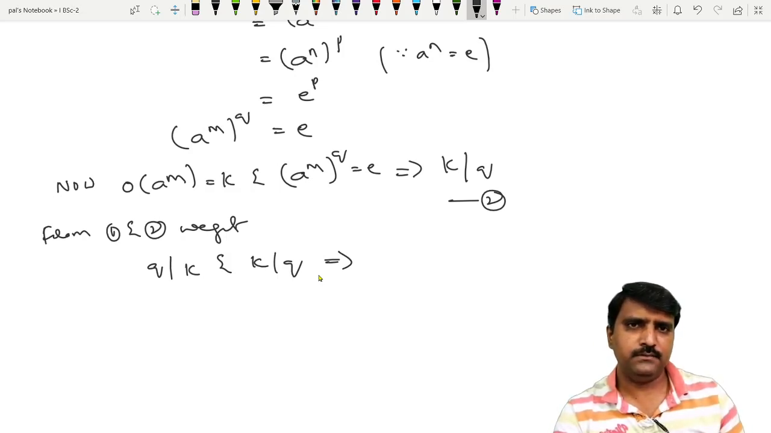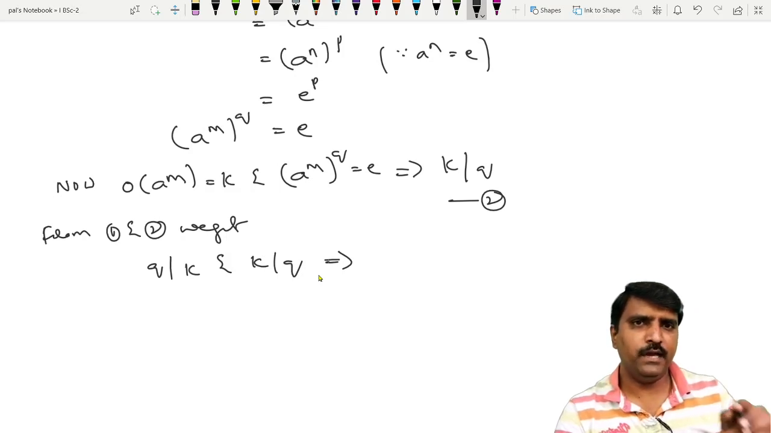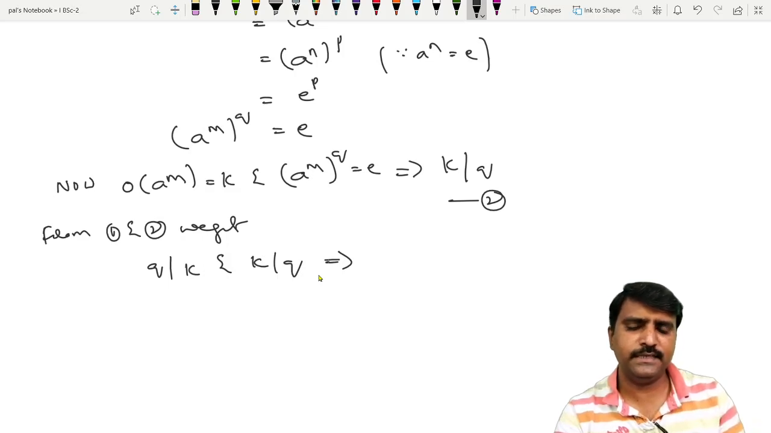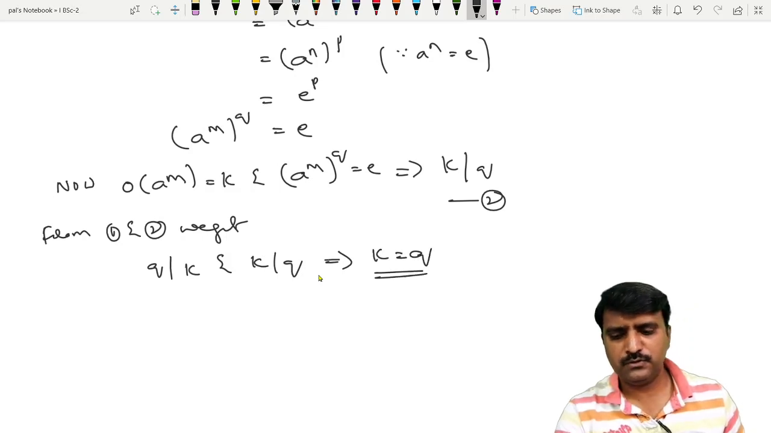There is a number that divides p, and p divides that number. That means the two numbers must be equal; that is possible only when they are equal. In number theory we say, if a divides b and b divides a, then it is possible only when a is equal to b. That same concept I am using here. q divides k and k divides q, which implies that k is equal to q.